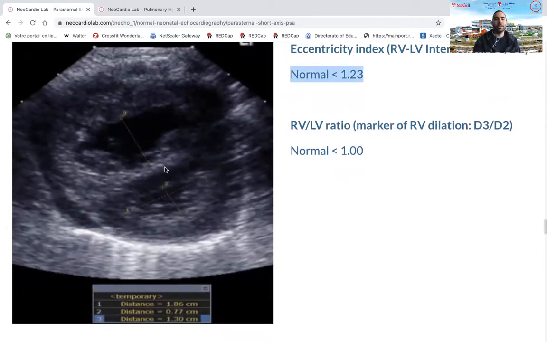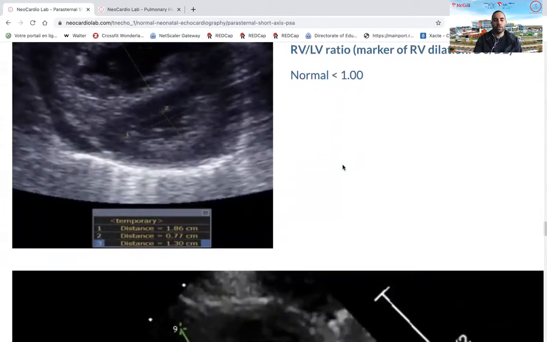Sorry, no, it's the inverse. So we're doing this value on this value, which normal would be closer to 1, which means that you're closer to a circle.